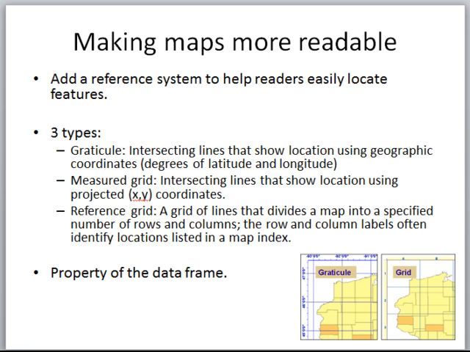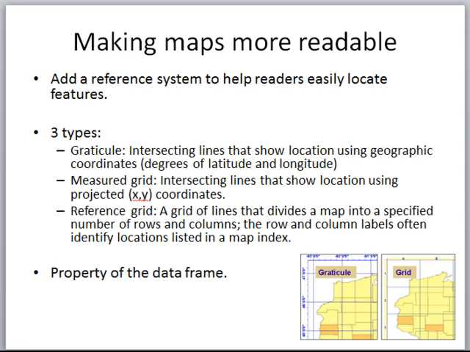Another thing that makes maps more readable can be adding a reference system that helps readers easily locate features. Reference systems are part of the data frame properties. So if you go into the properties of a data frame, you can see where you can add reference systems. And there's three types. There's one called a graticule that's basically overlaying latitude and longitude on the map. There's a measured grid, which is overlaying a grid from a projected coordinate system. So the graticule is putting the geographic coordinate system on the map. The measured grid is putting a projected coordinate system on the map.